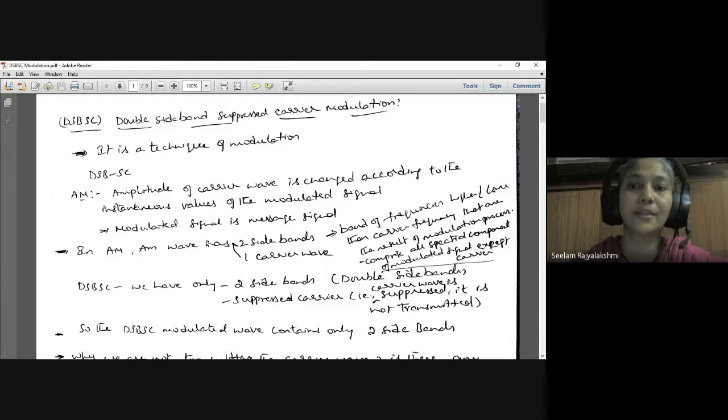Whenever we do the amplitude modulation process, మనకి amplitude modulation process జరిగిన తర్వాత amplitude modulation wave లో we have two sidebands and one carrier wave. That means an amplitude modulated wave has two sidebands and one carrier wave. And here we have already considered DSBSC modulation. In DSBSC modulation we have two sidebands and a suppressed carrier wave.